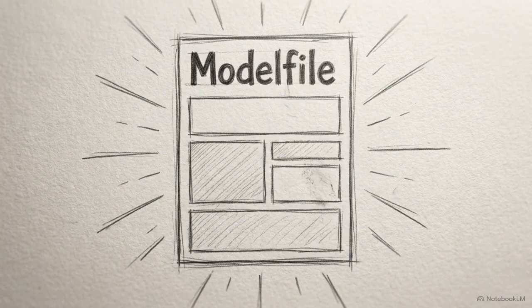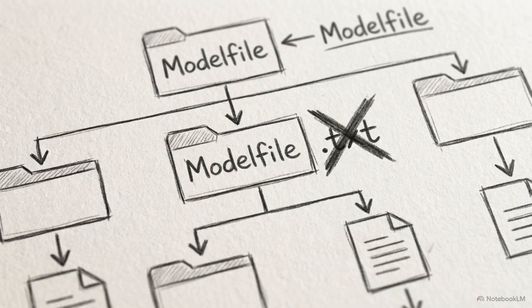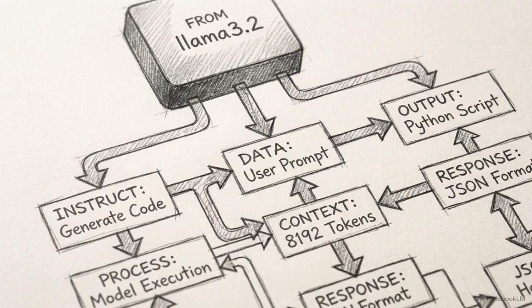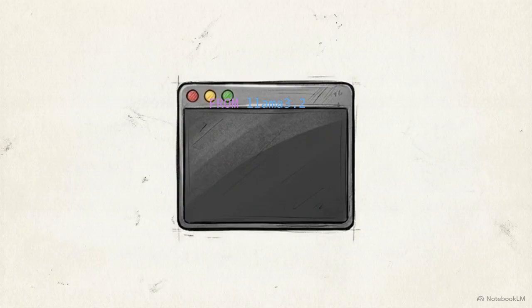To change how a model behaves permanently, you use a configuration file called a Modelfile. Create a new file and name it exactly Modelfile. Ensure that it does not have a file extension like .txt. Use the FROM command to specify your base model, such as FROM llama3.2. Adjust the parameter temperature to control creativity. Lower values stay predictable, while higher values allow varied responses.